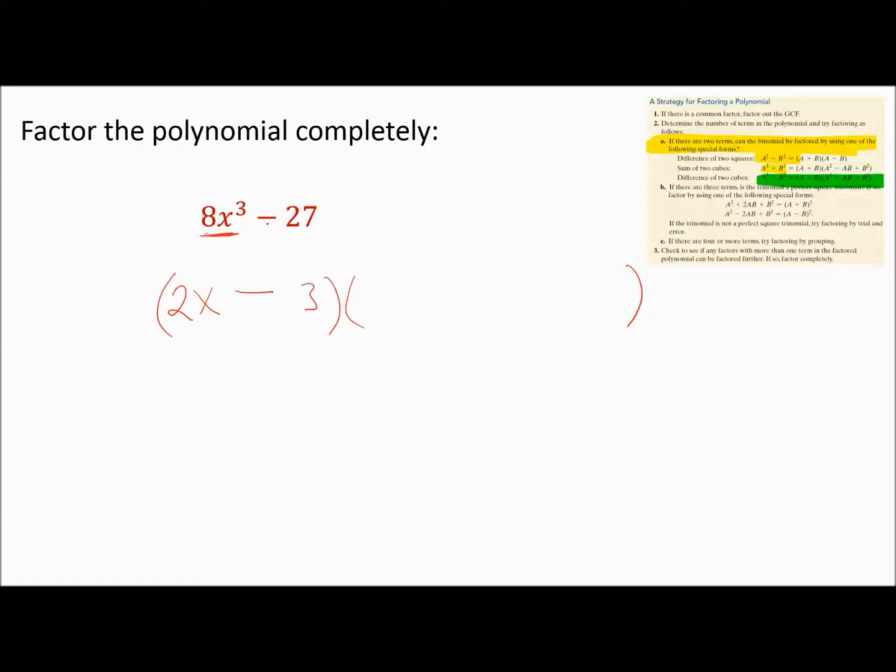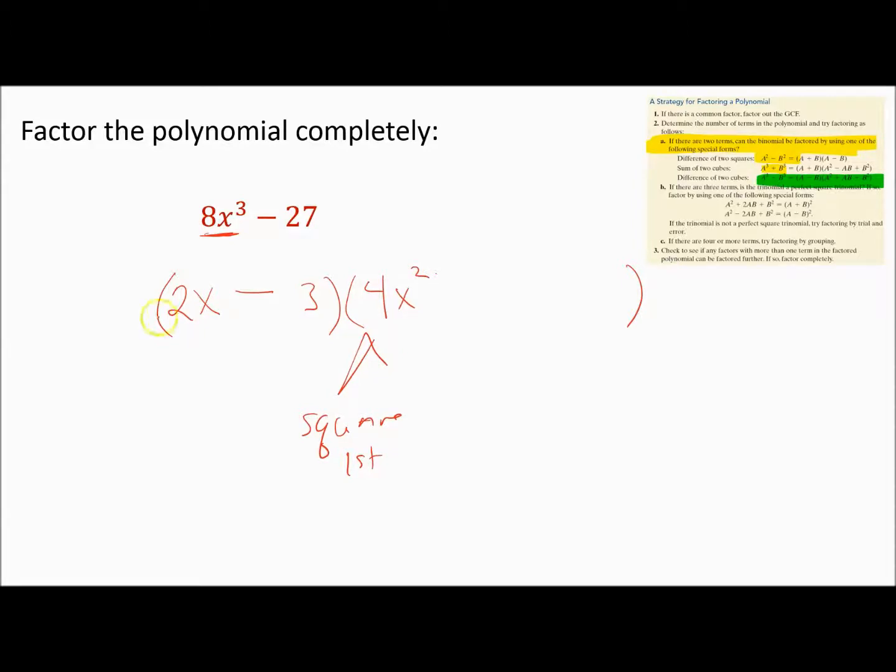Now, here's where it gets interesting. This first term over here, you square the first one. So I'm going to square 2x. That means square both of these factors. 2 squared is 4. X squared is just that, x squared. Okay, so you square the first.